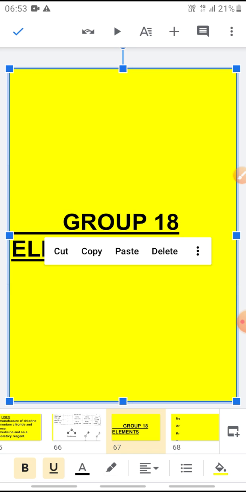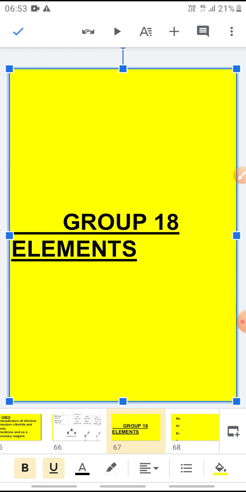Group 18 elements, you all know that they are the inert gases. As they are very less reactive, they are all present in gaseous state, their octet is completely filled, so we don't have to study much about this, and they do not form many compounds also. This is a very small topic for today.